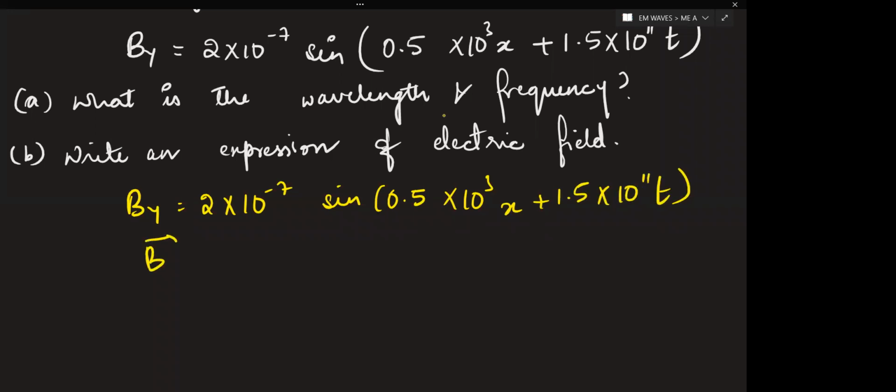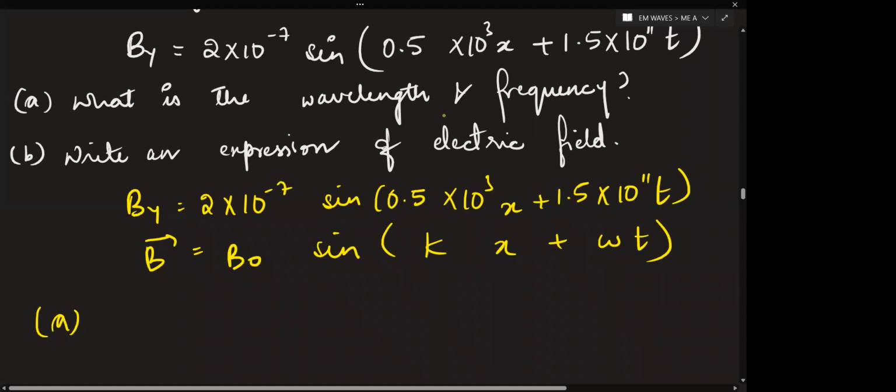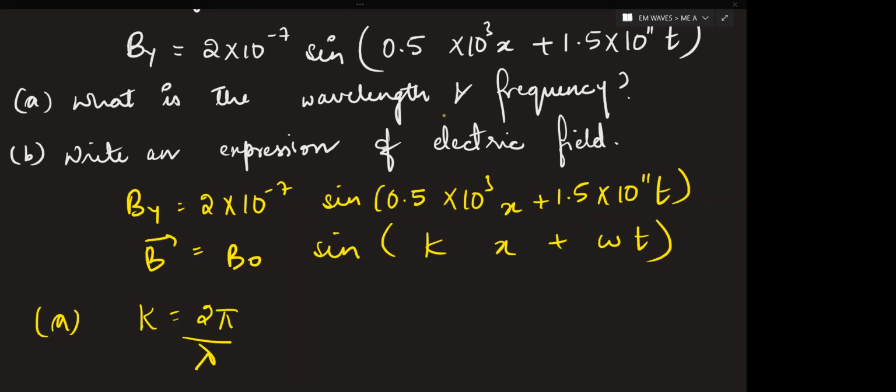Compare it with the main equation. B is equal to B naught sin(kx plus omega t). Can you compare it? Now for wavelength, k is equal to 2 pi divided by lambda. So yes, Sneha, what is the formula of k? What is k given in this equation? Can you identify k? Just compare both the equations. What is the value of k? Angular wave number.